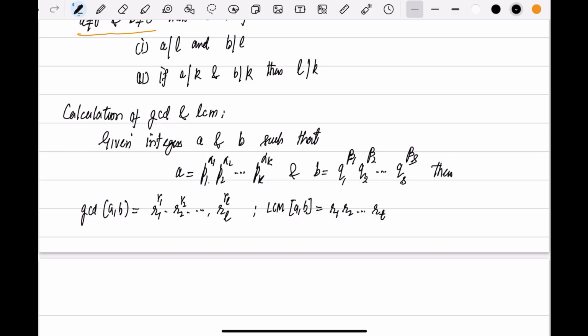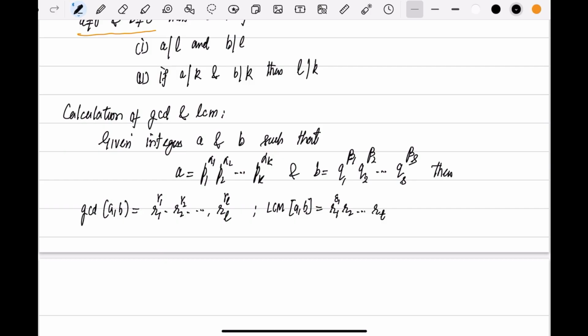Now as r1 is available in either a or b, it will have some power alpha i or beta j, but we will have to pick up the bigger power here. So let's call that bigger power delta 1. So r1 will appear either in a or in b. If it appears in only one of the integers, then we just have to pick up the power of r1.